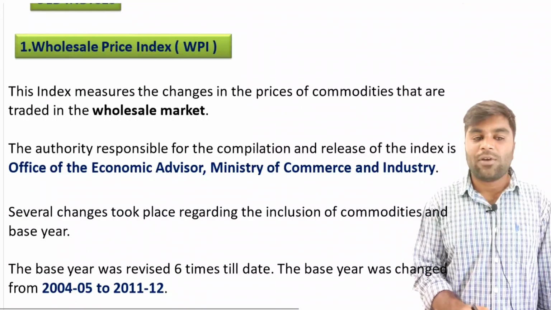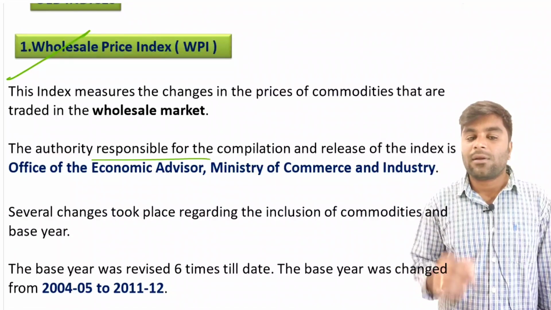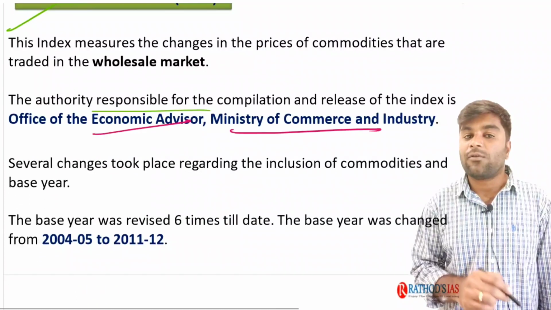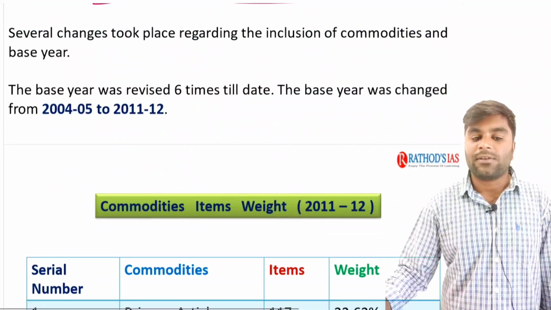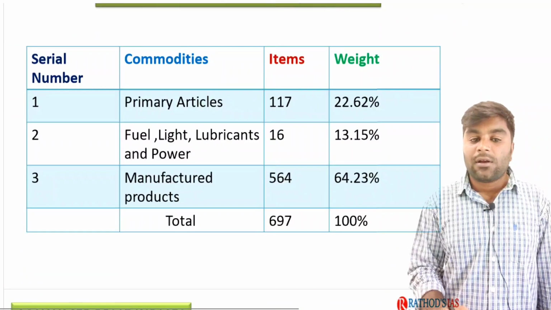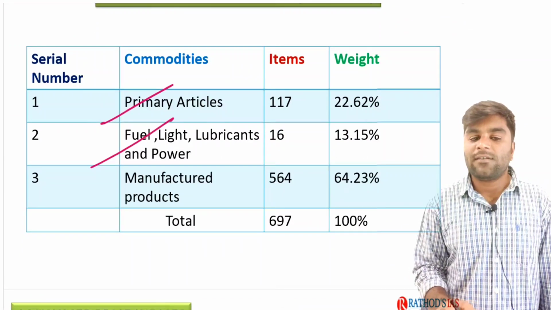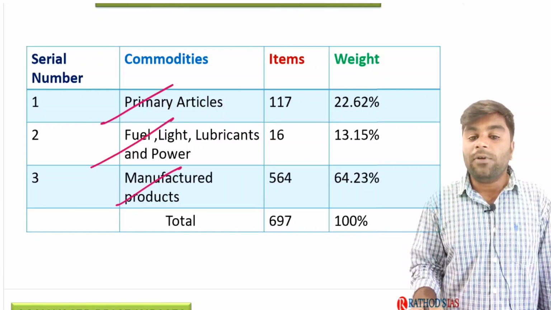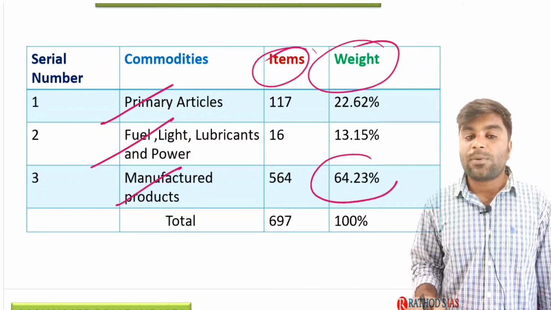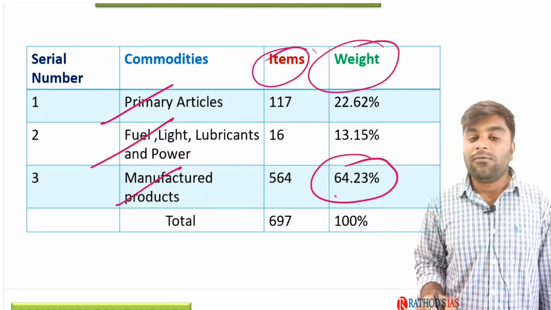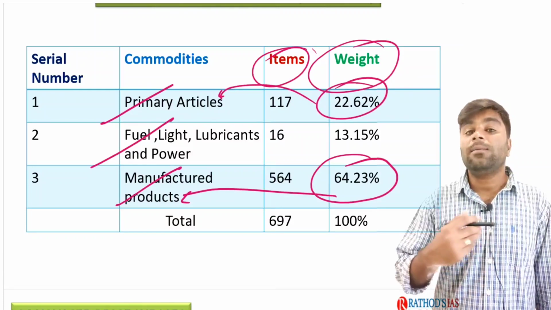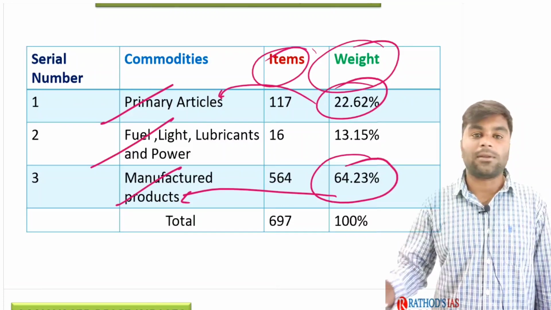Now as I said, we have the wholesale price index, which is compiled. The authority responsible for compilation and release of this index is the Office of Economic Advisor, the Ministry of Commerce and Industry, and this is the base year. As I said, when we look at the commodities, there are primary articles, fuel, light and lubricants, and manufacturing products. Now you need to remember which items have a lot of weightage. In the wholesale price index, 64% weight is given to the manufacturing products, and next it is given to the primary articles. These are very much important for your prelims. Just try to remember them.